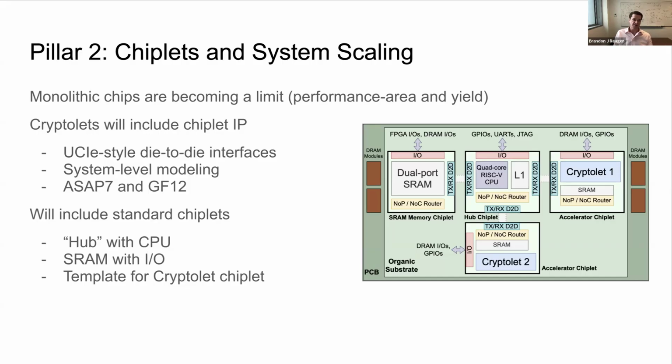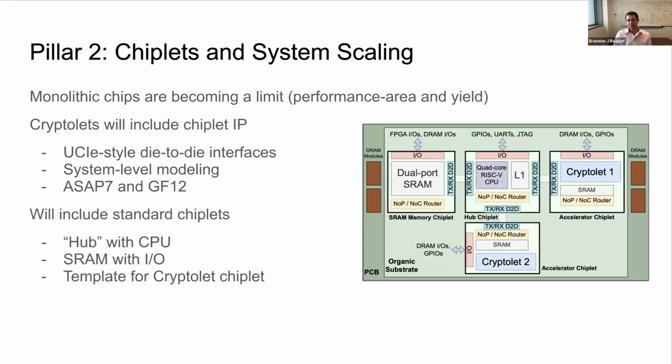To do that, we need chiplet systems. With Cryptolets, what we're looking to do is actually release chiplet IP, as I mentioned earlier. The thought is that this is going to be UCIe style, so you will have, you can see it here, die-to-die interfaces to talk between chiplets. That's all going to be open sourced and part of the Cryptolets project. We're currently thinking to target ASAP7 and GlobalFoundries 12 nanometer. With ASAP7, fully open source, anyone can participate, and with GlobalFoundries 12, if you do want to prototype a chip, you will have a route to that.